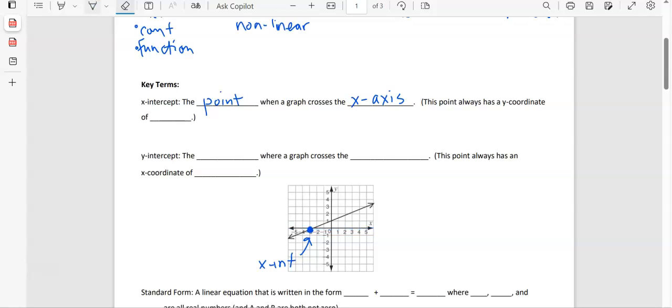And every point on the x-axis has a y-coordinate of 0. And so this point right here is -3, 0. And we're going to come back to that when we find intercepts. That's going to be important.